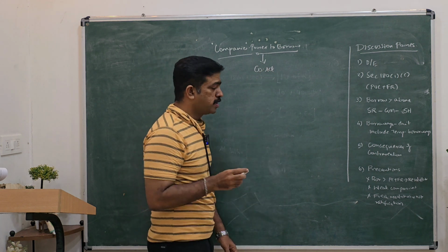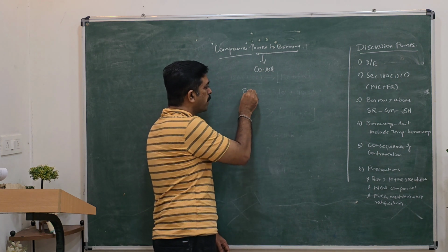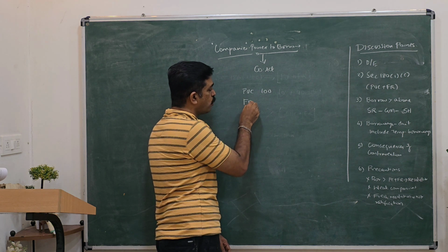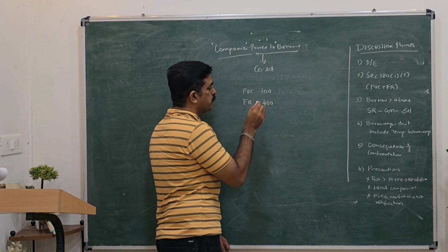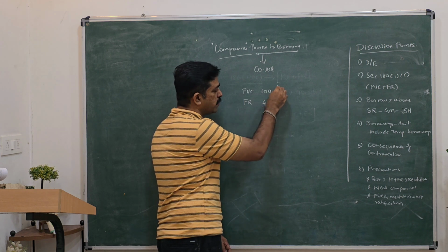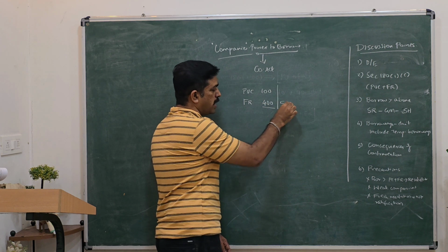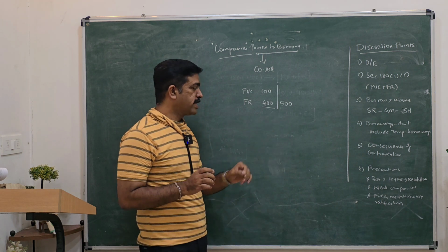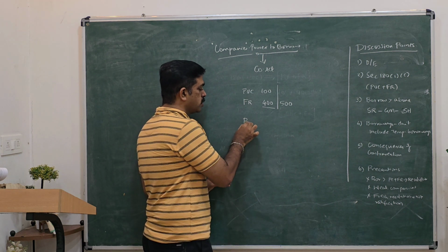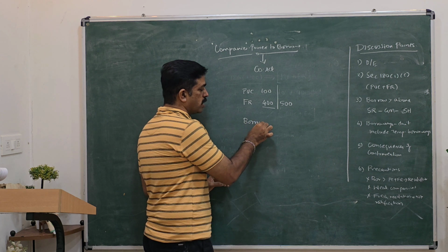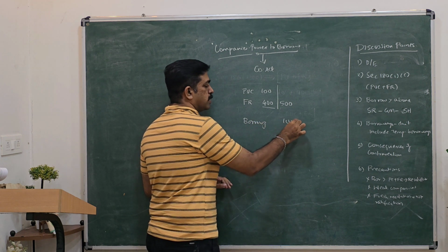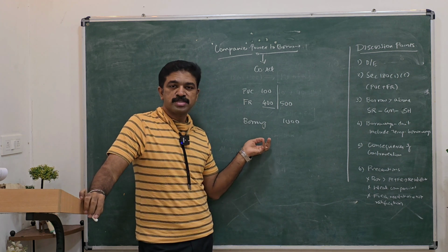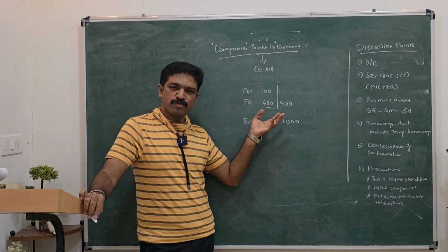Now just imagine a company is having a paid up capital of 100 million. It has free reserves of 400 million. It means they have total equity of 500 million. And now this company wants to borrow some amount. Let's say they want to borrow somewhere like 1000 million.